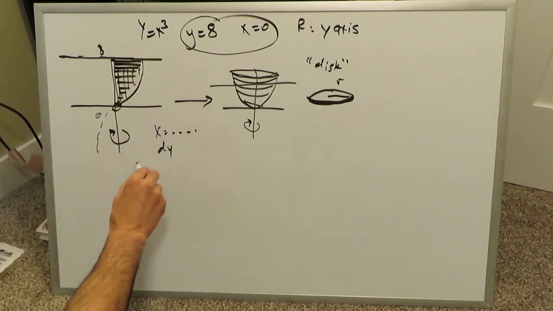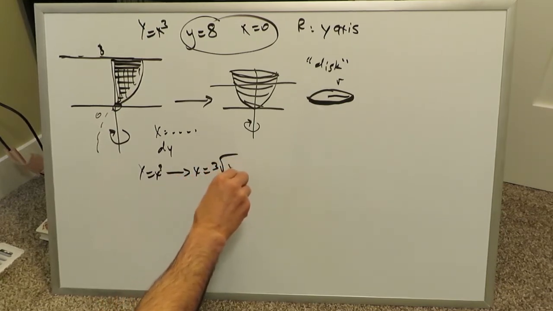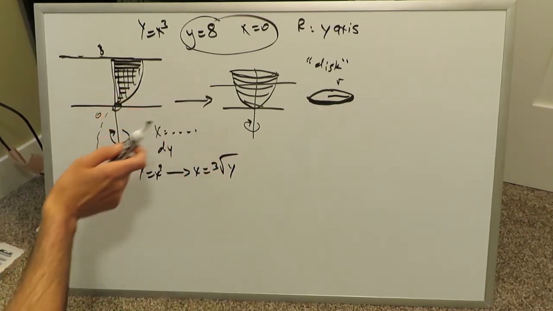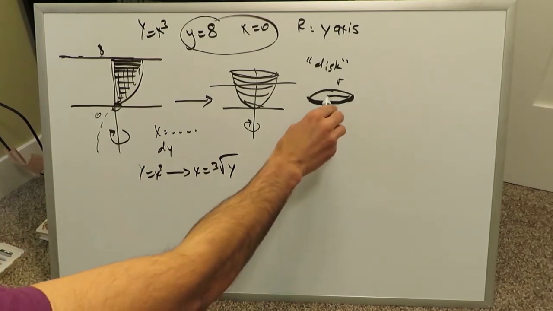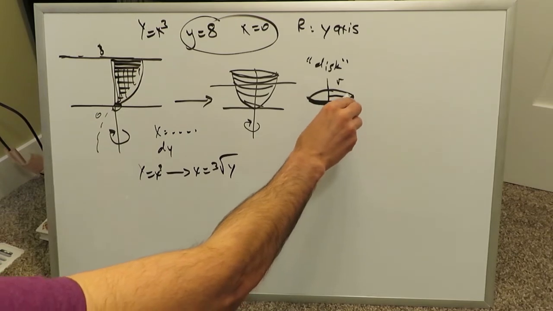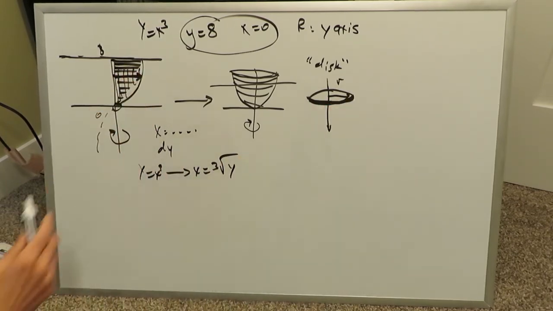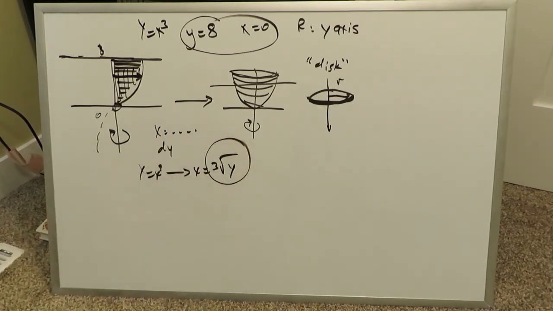Y equals x cubed becomes x equals cube root y. And our radius determination is always from the line of axis, which is here my y-axis, up to the outer edge. Right here to right here. And the radius here is exactly your function. But your function has been converted into the appropriate format. So radius here is equal to y to the 1 over 3.